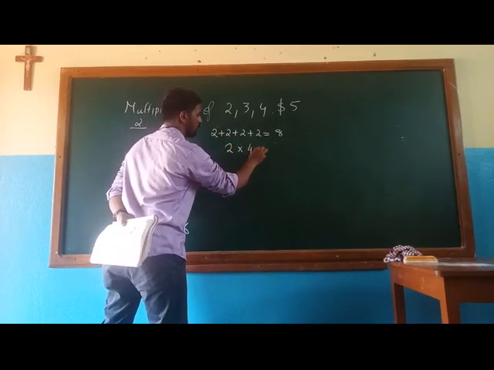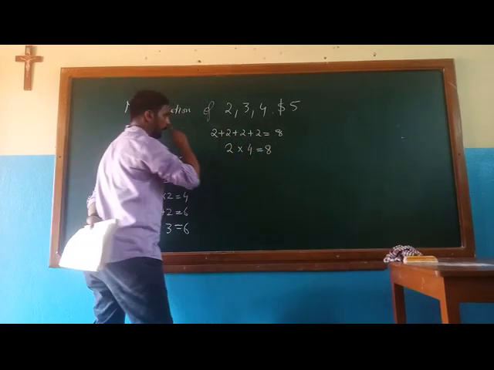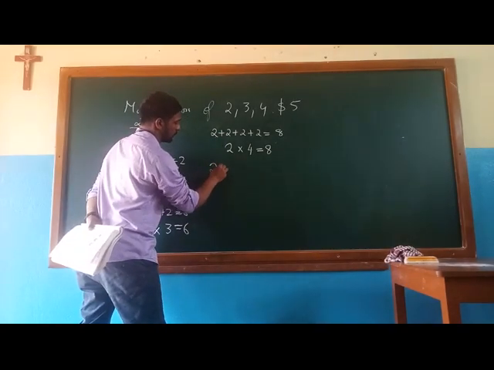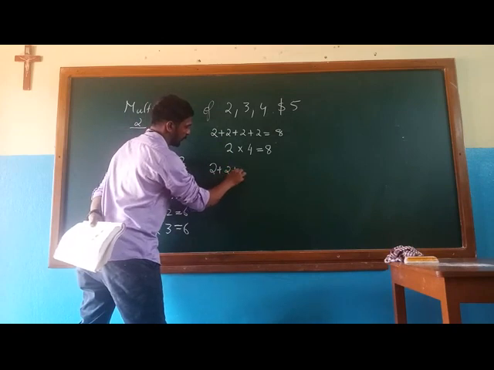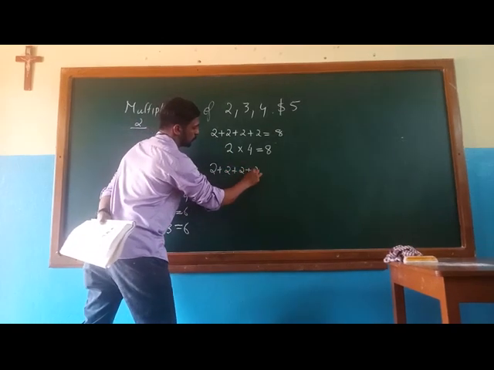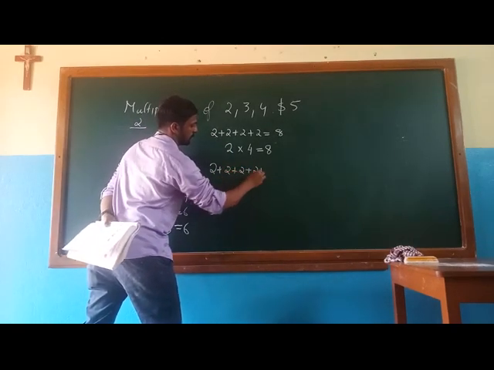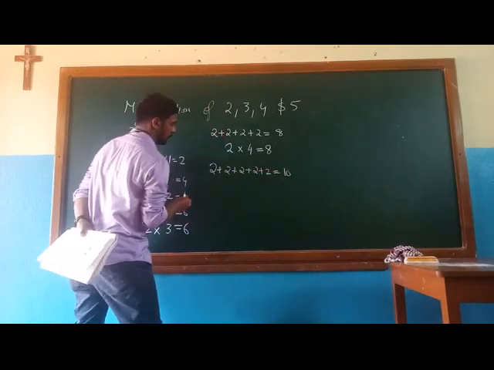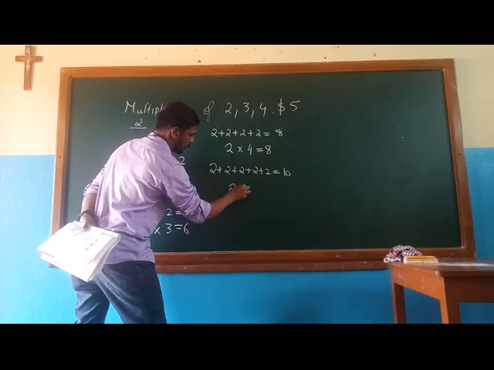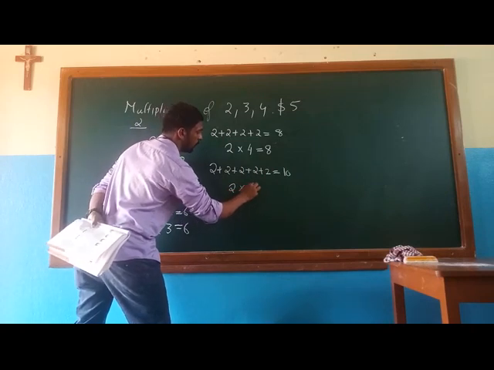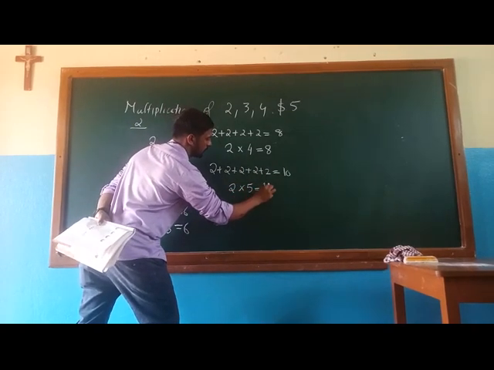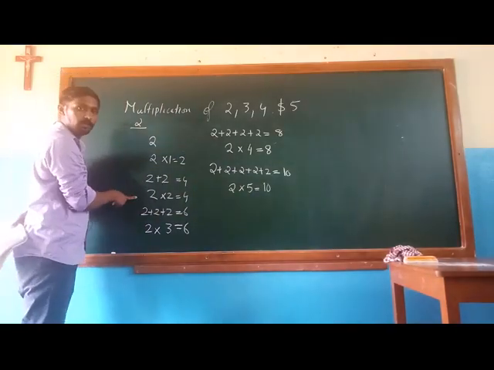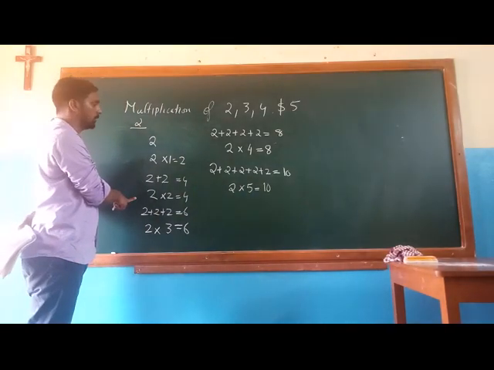So, 4 times, that is equal to 8. And now you are adding 2 for 5 times. So, 2 plus 2 plus 2 plus 2 plus 2, so that you will get 10. So, you are writing 2 into 5 is equal to 10. So, you see, now here we are following the repeated addition method.